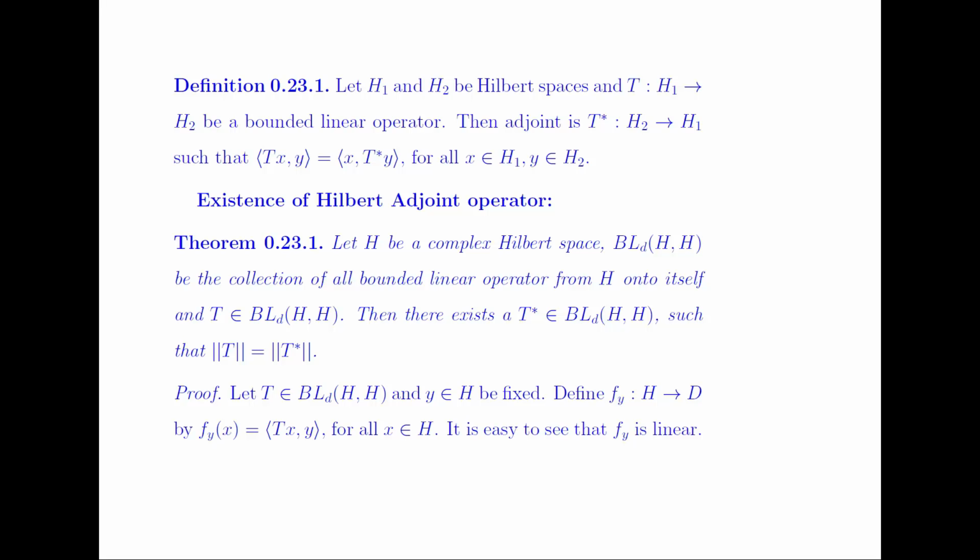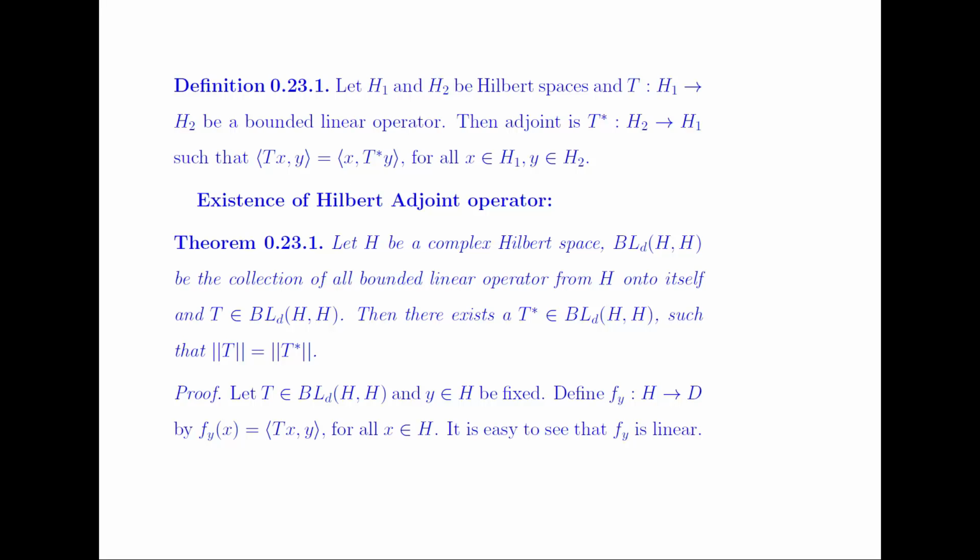So first of all, what is an adjoint operator? Let H1 and H2 be Hilbert spaces and T be a bounded linear operator from H1 to H2. Then the adjoint is T star from H2 to H1 such that the inner product of Tx, y is equal to the inner product of x, T star y, for all x belonging to H1 and y belonging to H2. Whenever this property is satisfied, the operator is said to be an adjoint operator.